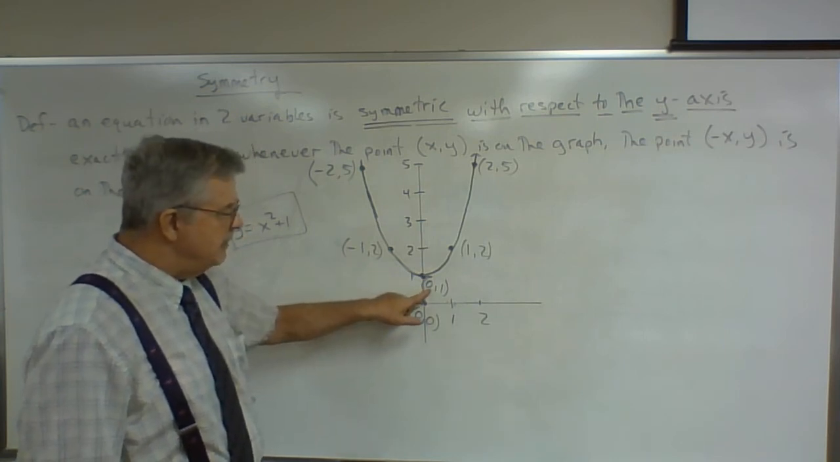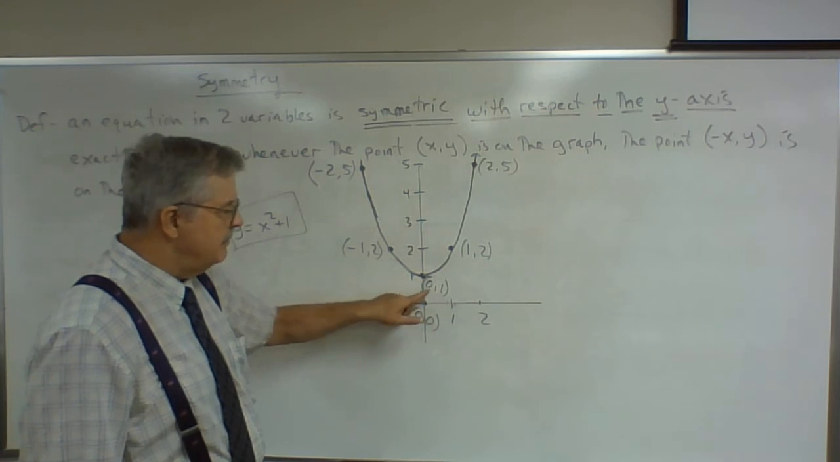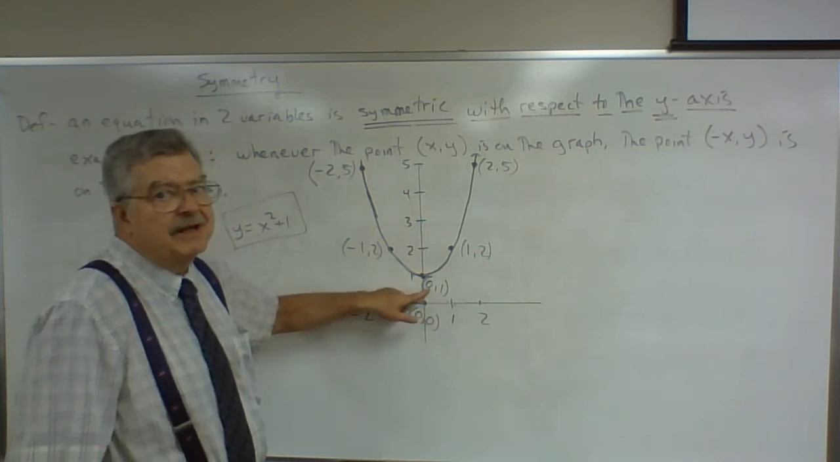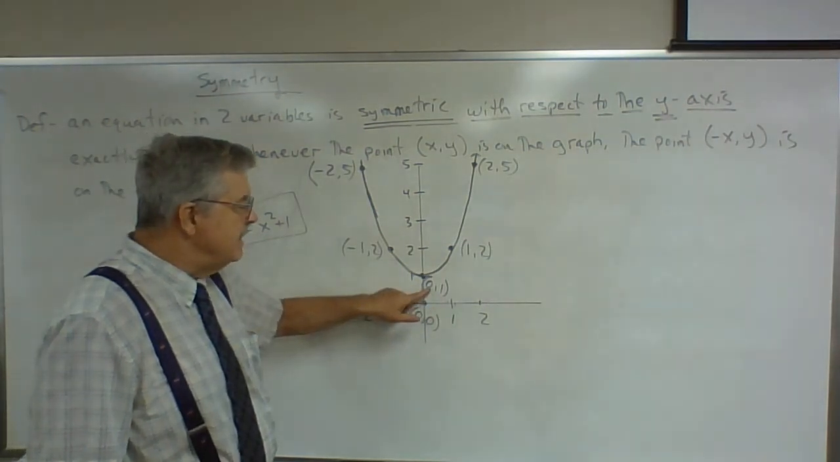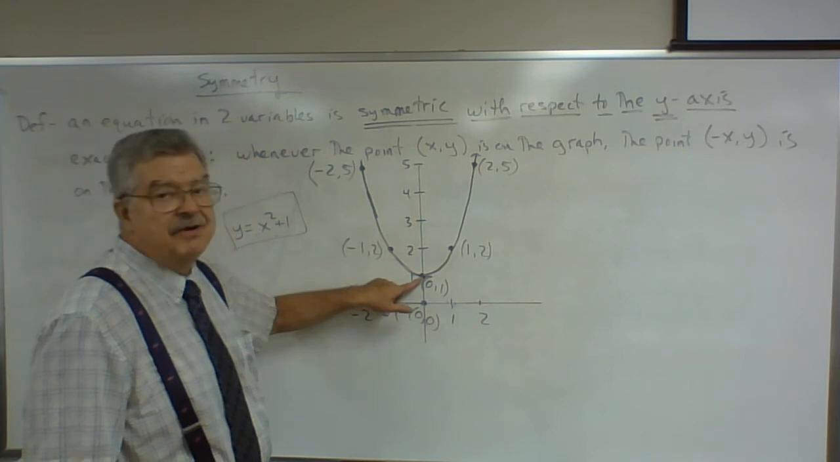And x equals 0, 1 is on the graph. What about negative 0? Well, that's just 0, right? So 0, 1 is a point on the graph. Negative 0, 1 is a point on the graph. They're the same point.